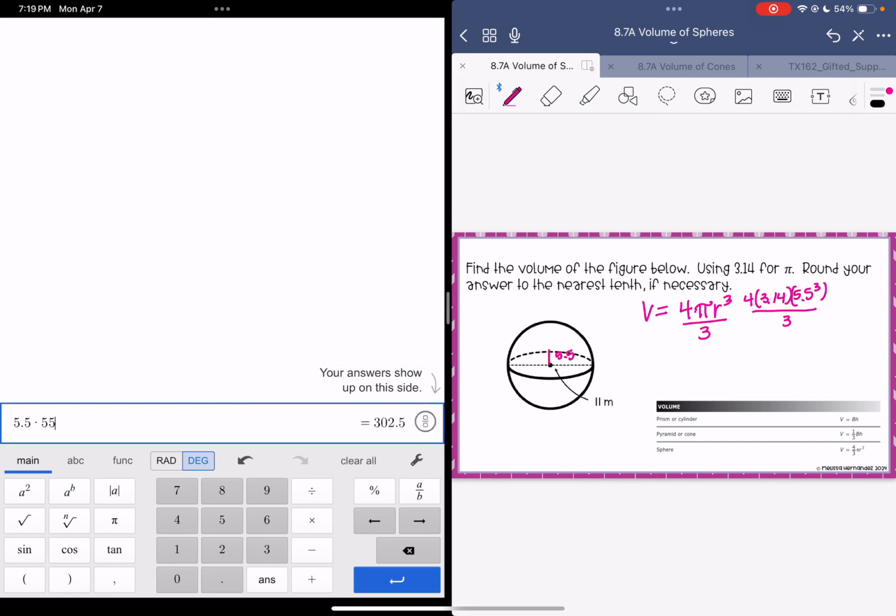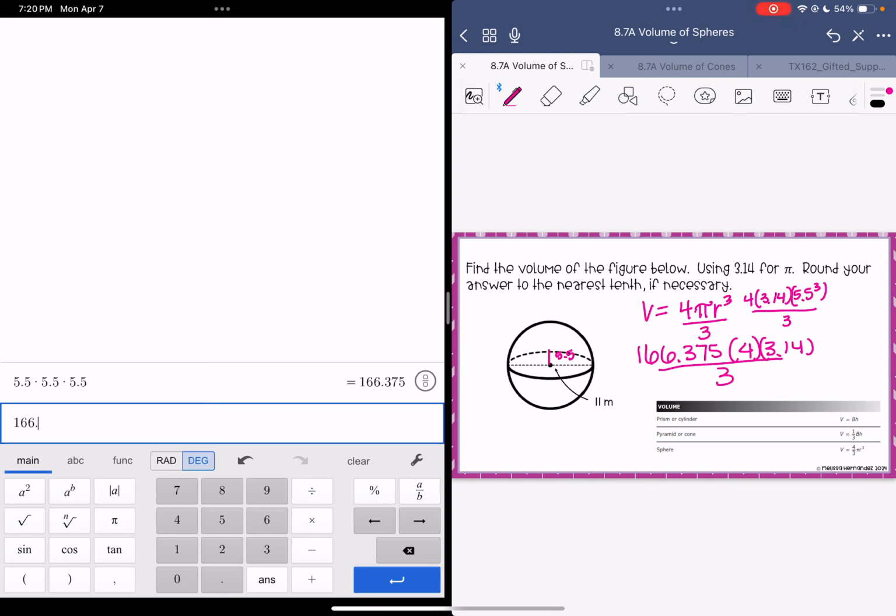5.5 times 5.5 times 5.5. I'm kind of old school, so I don't like to rely a lot on the calculator. So when I cubed 5.5, I ended up with 166.375. I need to multiply that by 4 and 3.14, and then at the end I'll divide by 3. So this problem actually makes me be very grateful that we get to use a calculator.